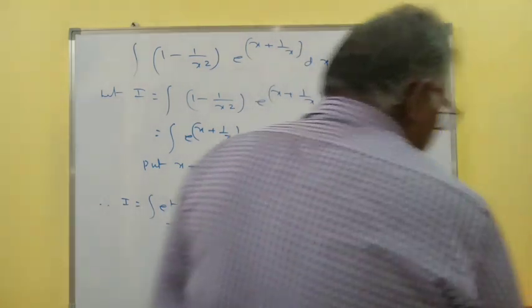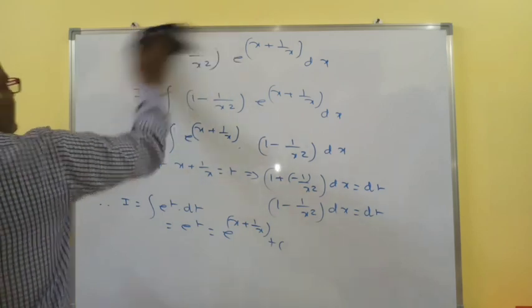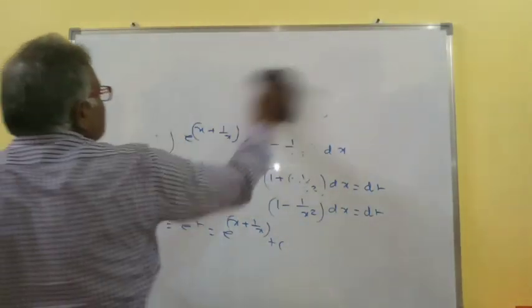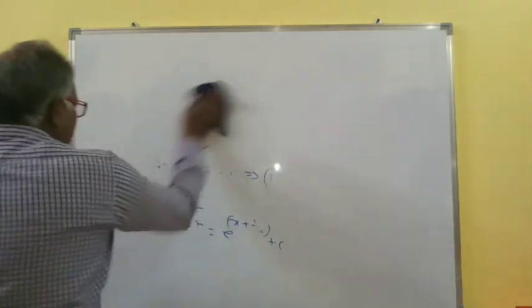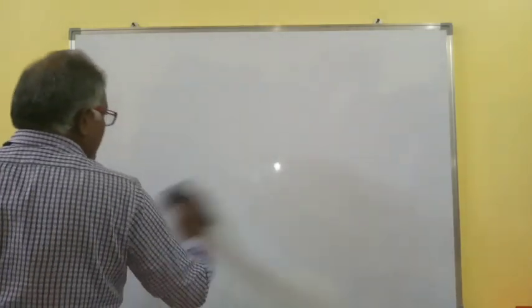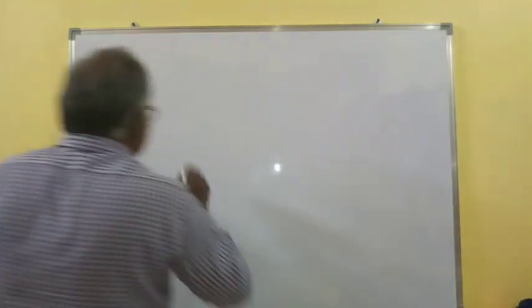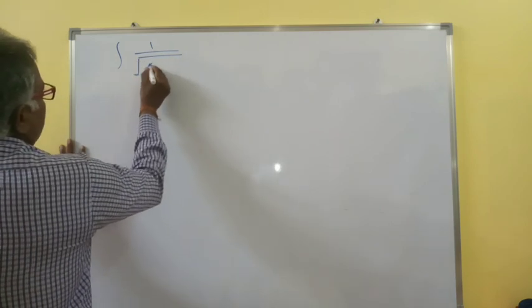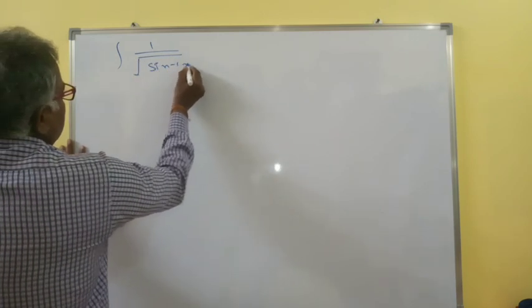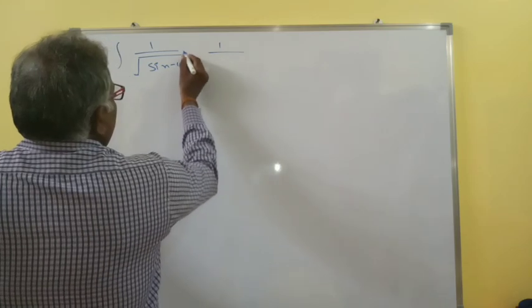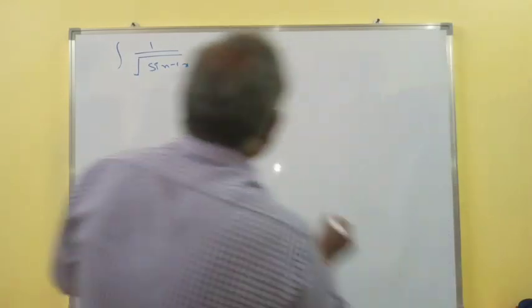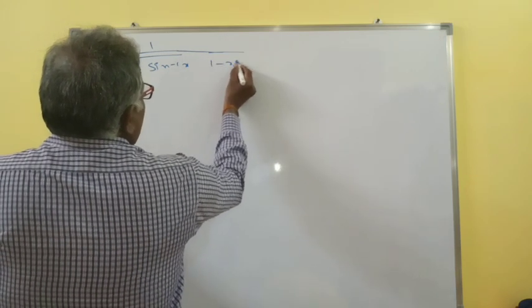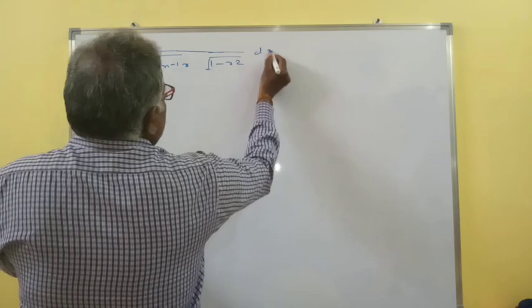Integral of 1 by square root of sin inverse x, into, under the denominator, root of 1 minus x square. This is the problem.